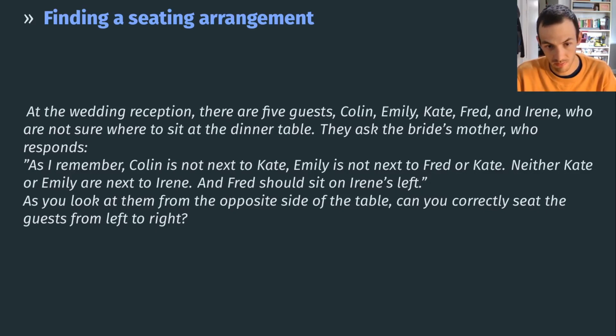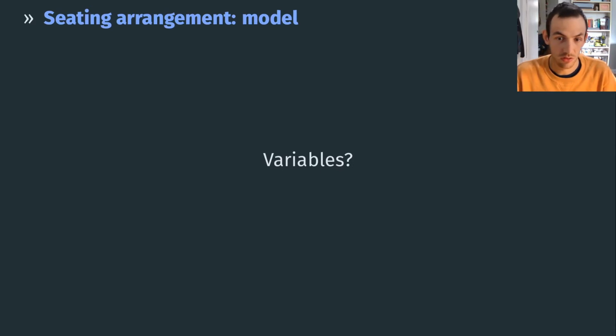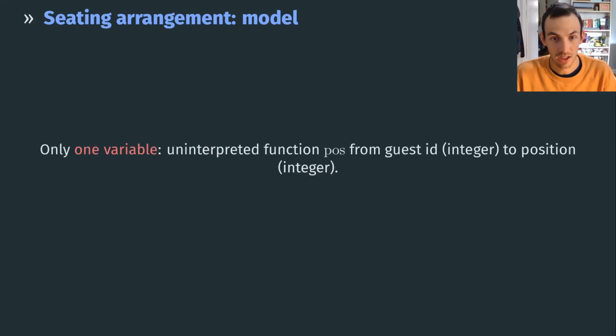So here you need to think about how to model this problem, and first what are the variables you're going to use, the literals. In this case we only need one variable. We're going to use the uninterpreted function pos from guest ID to position. So once we have a model for this function, we have a map from the guest IDs to the position of these guests.